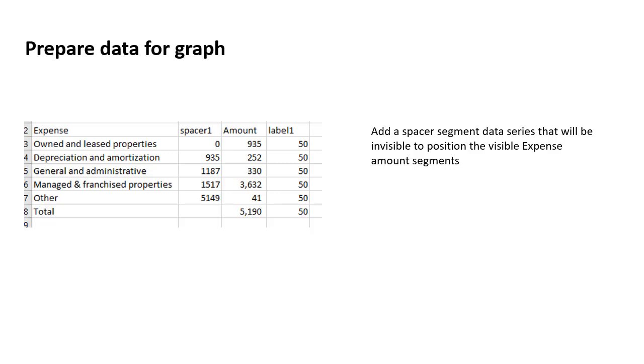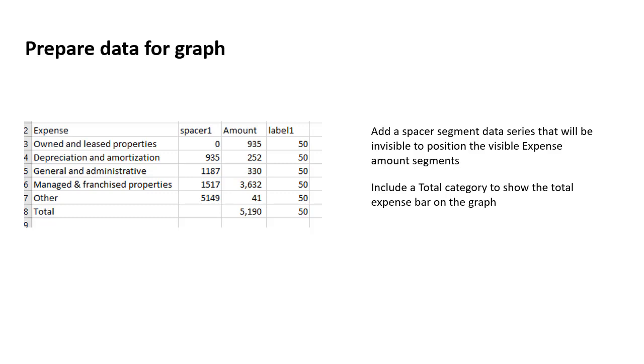That spacer segment is going to be invisible in the graph, and what it does is it allows us to position the visible amount, which is the expense amount, in the graph, because we're going to use a stacked bar graph. To make a segment float, quote unquote float, over to the side, we need a spacer segment to position it there.